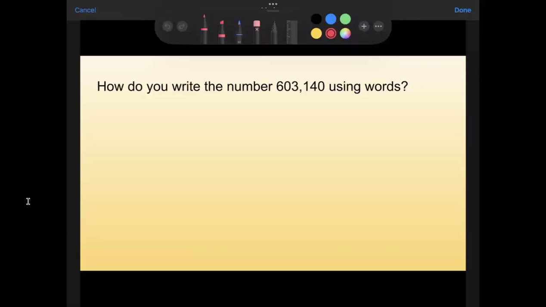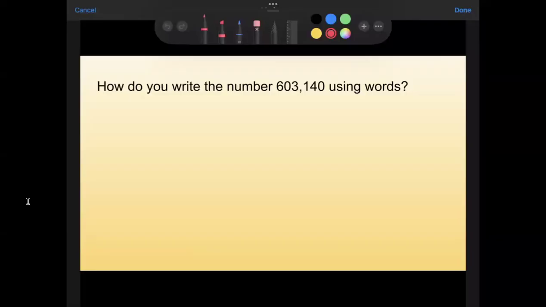Okay, here is our last example for the day. How do you write the number 603,140 using words? Oh, and I kind of just read it out loud, right? Exactly like that. So let's do it: 603,140 using words. Okay, because I don't want to give anything away, too bad.